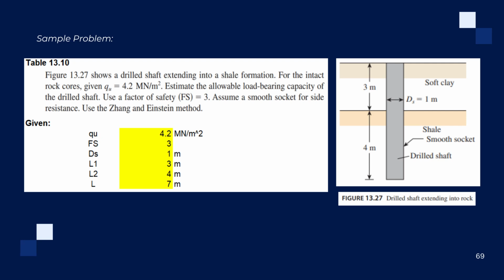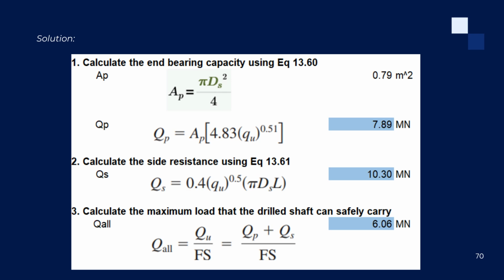Sample problem number 2. A drill shaft extending into a shale formation for the intact rock course given QU 4.2 MN over m squared. Estimate the allowable load-bearing capacity of the drill shaft. Use a factor of safety 3. Assume a smooth socket for side resistance. We're given QU 4.2 MN over m squared, Fs 3, ds 1 meter, L1 3 meter, L2 4 meter, and length 7 meter.